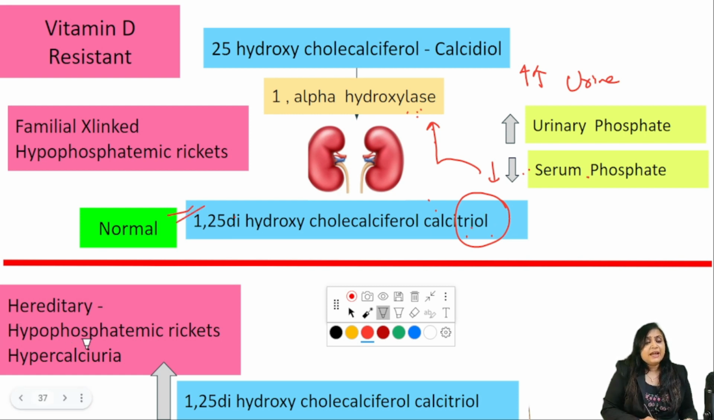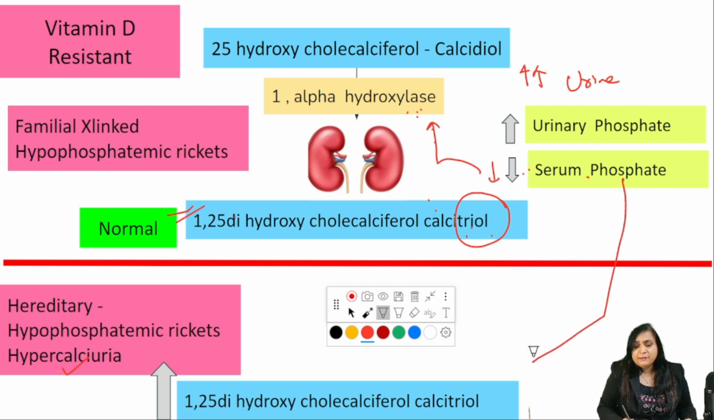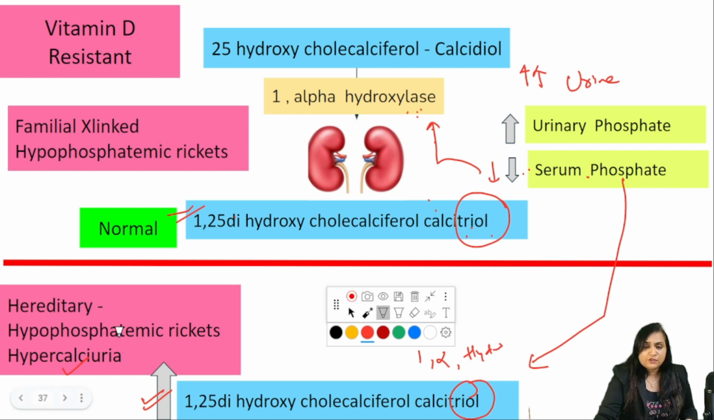While in hereditary hypophosphatemic rickets with hypercalciuria, because there is a low serum phosphate level, we'll have an induction of 1-alpha hydroxylase enzyme and we'll be having more concentration of calcitriol. So that is the main difference between familial X-linked as well as the hereditary hypophosphatemic rickets.